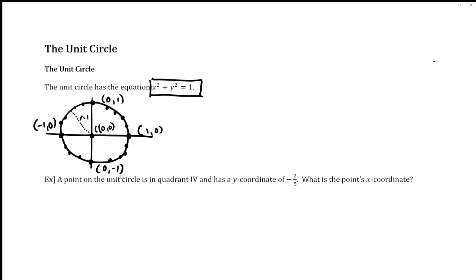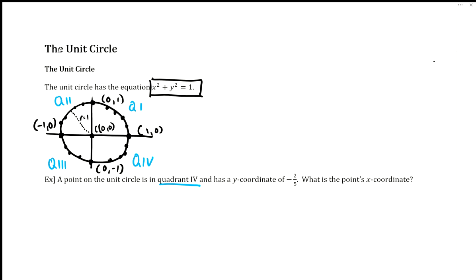Okay, and this first question is asking us to find a specific point with a y-coordinate. So it says a point on the unit circle is in quadrant 4. As a reminder, let's go up and mark. This is quadrant 1. This is quadrant 2. This is quadrant 3, and over here would be quadrant 4 in our Cartesian coordinate system. Okay, so it says a point on the unit circle is in quadrant 4 and has a y-coordinate of -2/5. What is the point's x-coordinate?